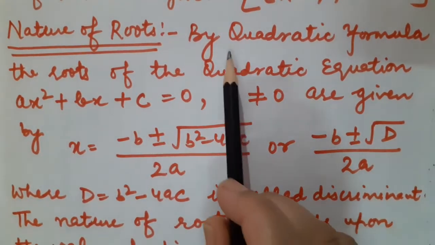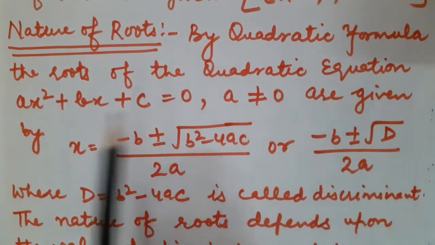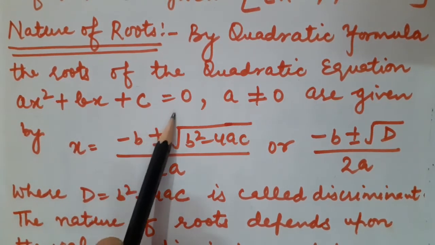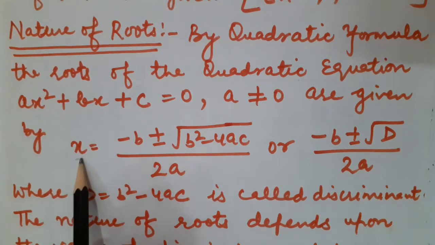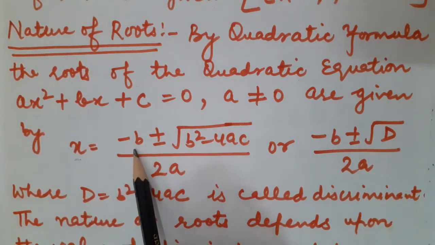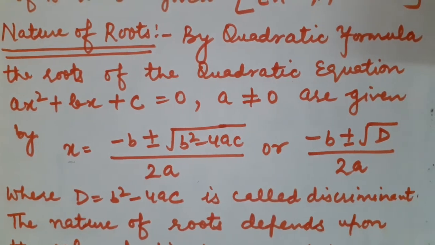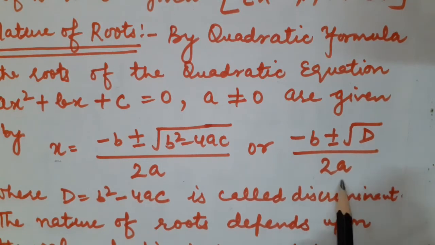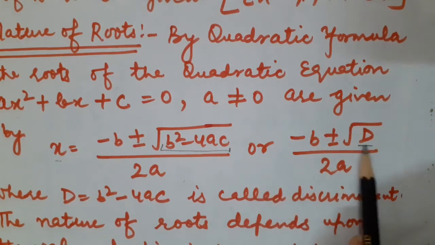Children, by quadratic formula, you know that for the generalized form of a quadratic equation, ax square plus bx plus c is equal to 0, where a is not equal to 0, the roots will be, using quadratic formula, minus b plus minus whole under root b square minus 4ac upon 2a. Or we can even call it minus b plus minus whole under root d upon 2a. What is this d? Basically, this b square minus 4ac is replaced by d.